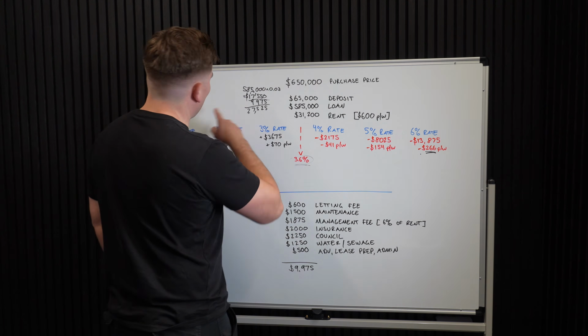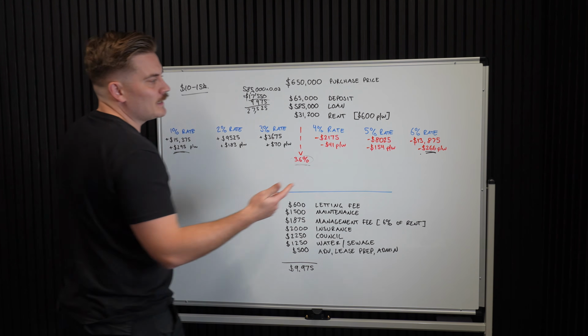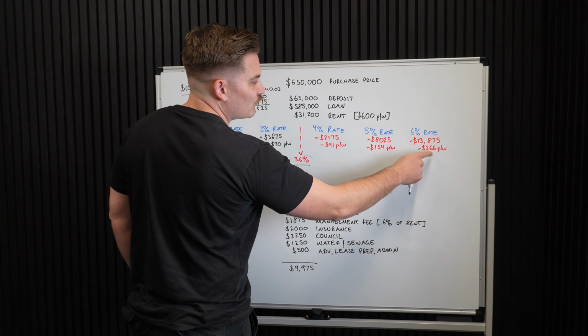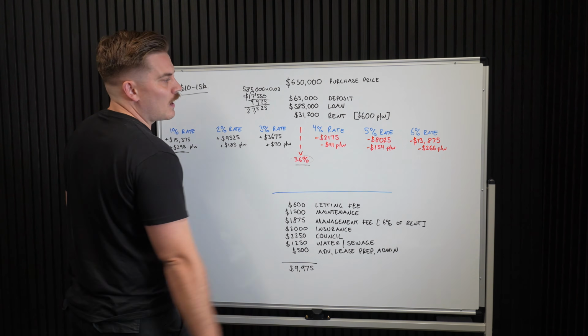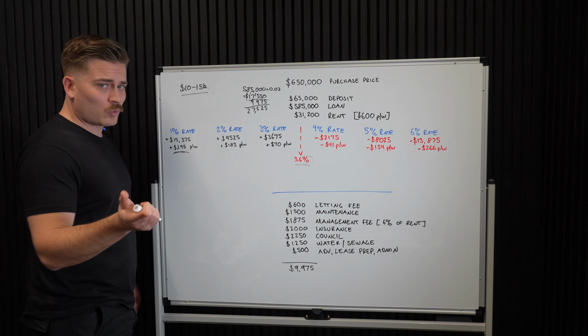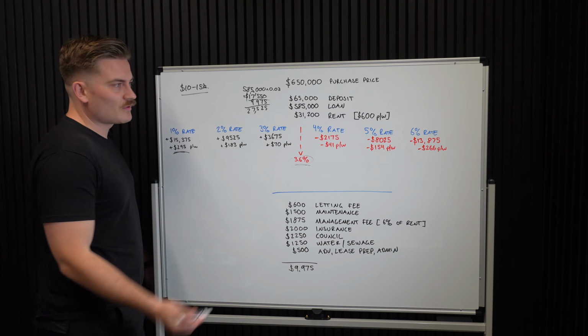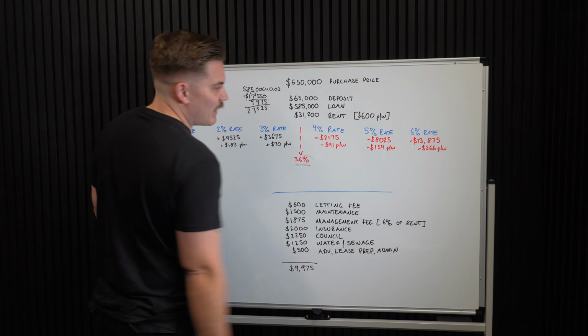So that's a good example of why a 10 to 15K buffer per property means I'm going to be pretty safe should there be any issues. So that's why 6%, 12, that's for 12 months. That's what we've had at the moment in terms of high interest rates. So that's a really good example of why you have a buffer.